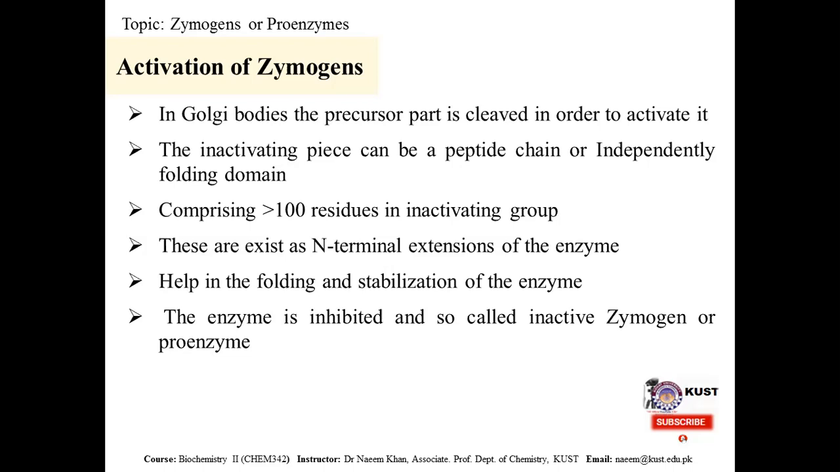The enzyme is inhibited, as an inactive zymogen or proenzyme. Whenever such a precursor part of up to 100 amino acids is linked to the N-terminal, it provides stability to the enzyme, and thus the enzyme is prevented from its activity, and it is termed a zymogen or proenzyme.